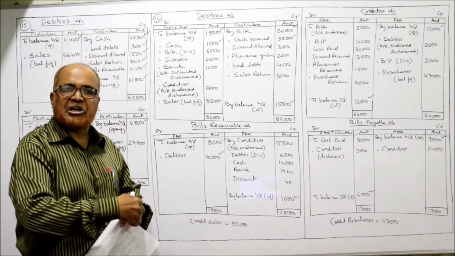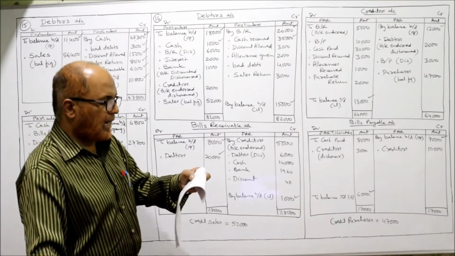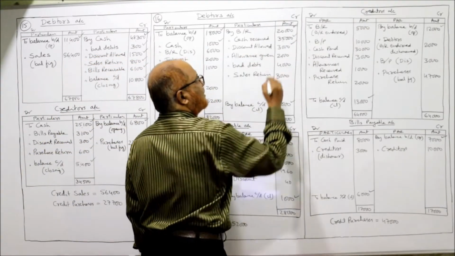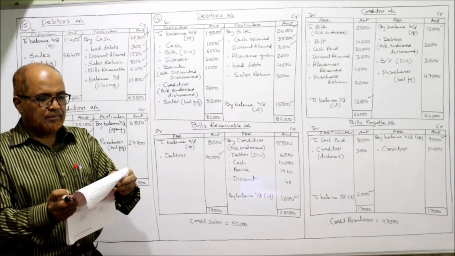So debtors should be credited by discount allowed 3,000. Next item.